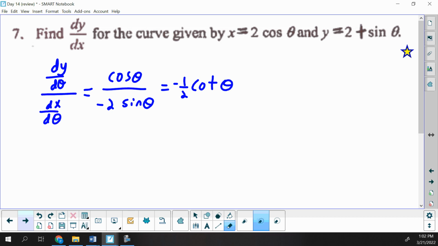Now, if we wanted to do the second derivative, we would take the derivative of the negative 1/2 cotangent, and then put it over our dx/d theta. All right, we're going to go to number 10 next.